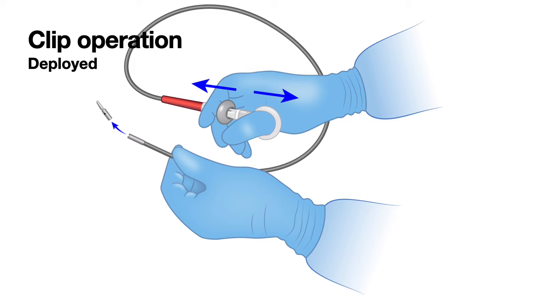So in other words, there are 3 different steps in clip application: open, close, and if the endoscopist is not happy, he may ask you to reopen. So you could reopen. So open, close, and then deploy.